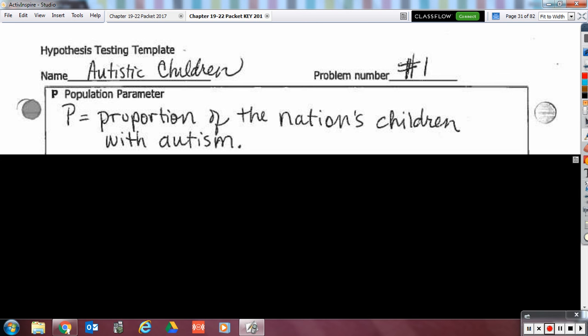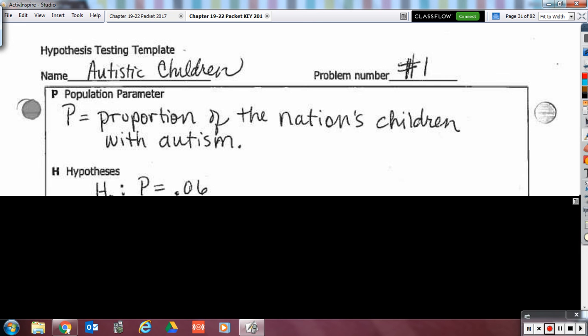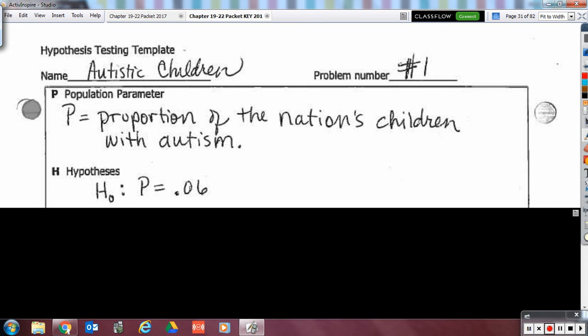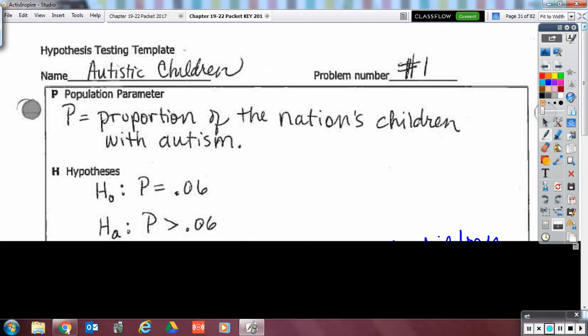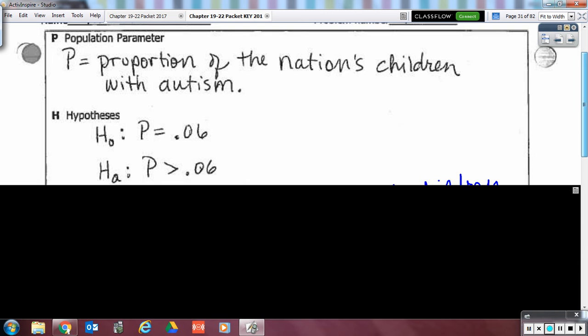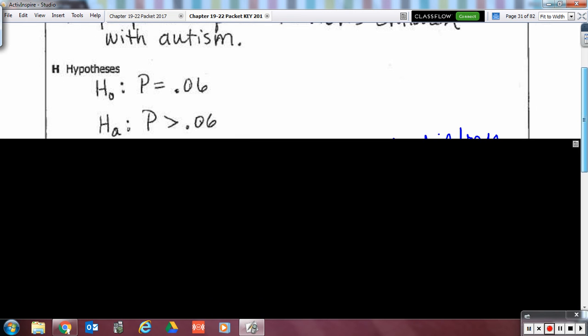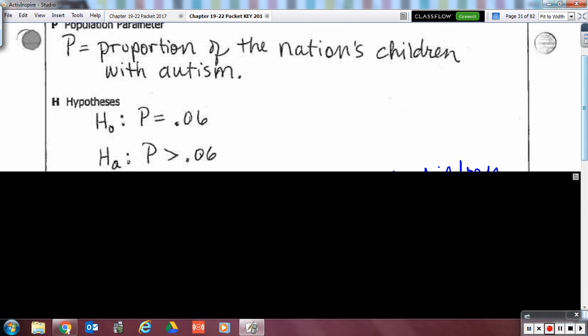And so what would we say for our null hypothesis? That it is 0.06. Okay? So our null hypothesis is always an equal to. All right. But they are wondering if it's still that way. They are thinking that it might have what? Okay, so they're going to see if it's significantly higher. So we're going to see if it is greater than. All right, so there's our parameter and hypothesis statement.